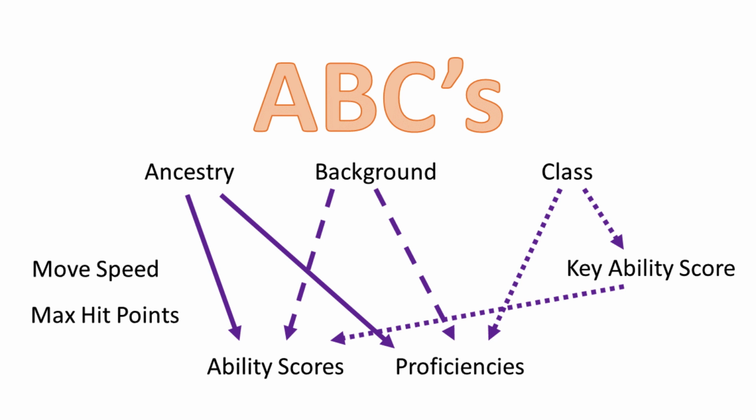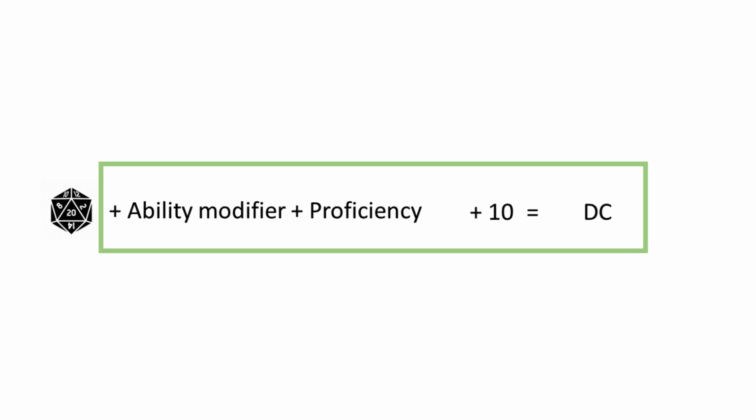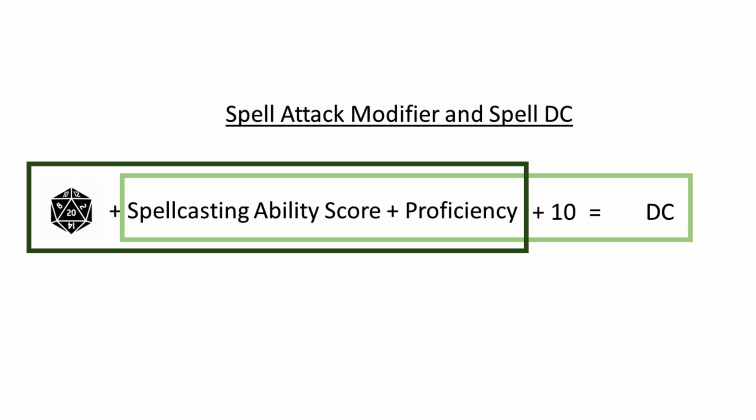Your ancestry contributes to both. It will give you your move speed and your max hit points. Your class will also give you more max hit points. Your key ability score is just the most important ability score for your class. This could give you something called the class DC. Again, the same formula as we've seen 1,000 times. How do we calculate our spell attack modifier and spell DC? The answer is your spellcaster's ability score. Now we've covered everything on our tiny character sheet.